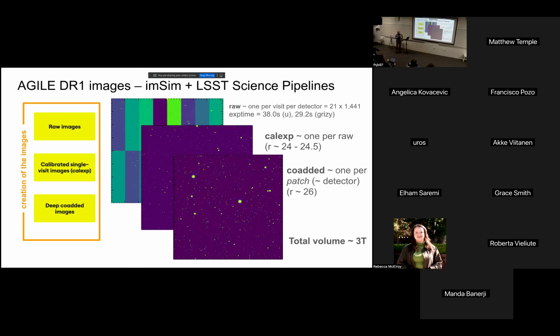Then we stack the single visit images together to get the deep coadd images, and this gives us about 2 magnitudes of increased depth. And this is for the first data release. This is the largest single piece of data volume that we have. This is about 3 terabytes worth of images that we have.